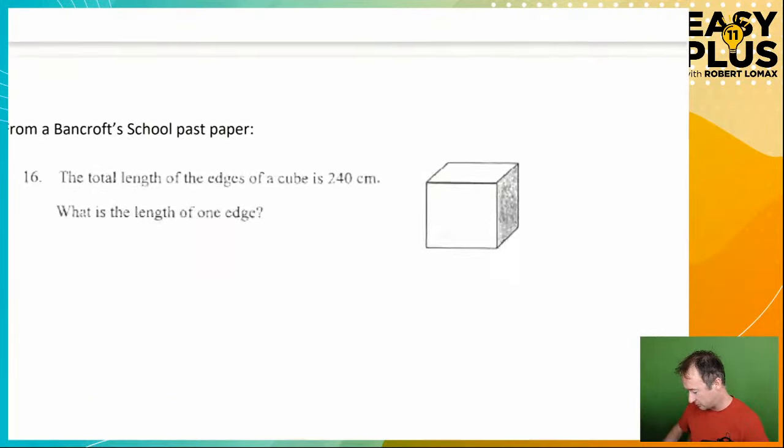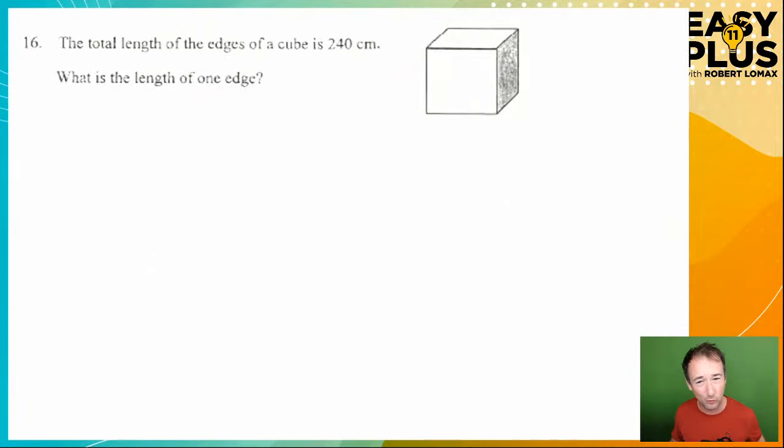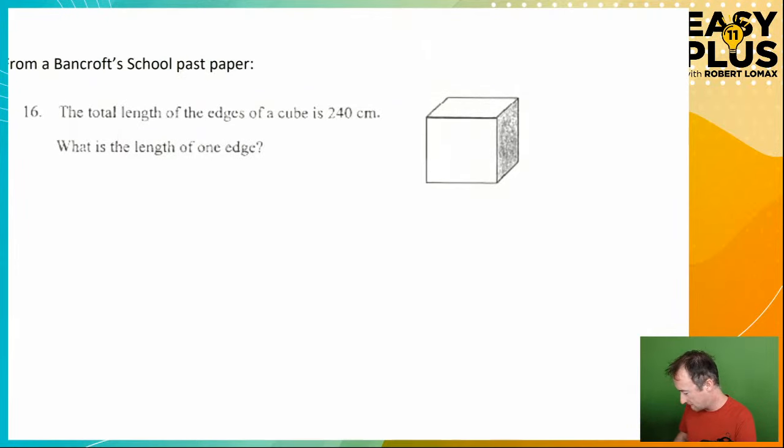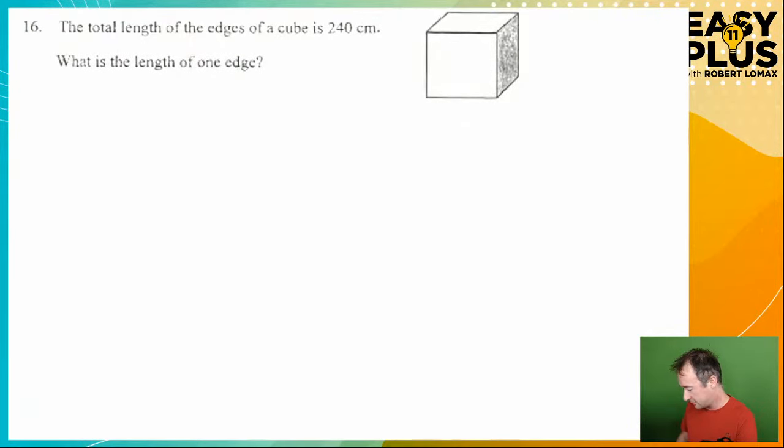Because we've got some trickier questions later, so I just want to get through these easier questions, which are still sort of warm-ups, just giving you the idea. Now, I said this was about volume and surface area. This one is slightly different, but it's just covering something else that might turn up, because it did in this question from Bancroft's school.